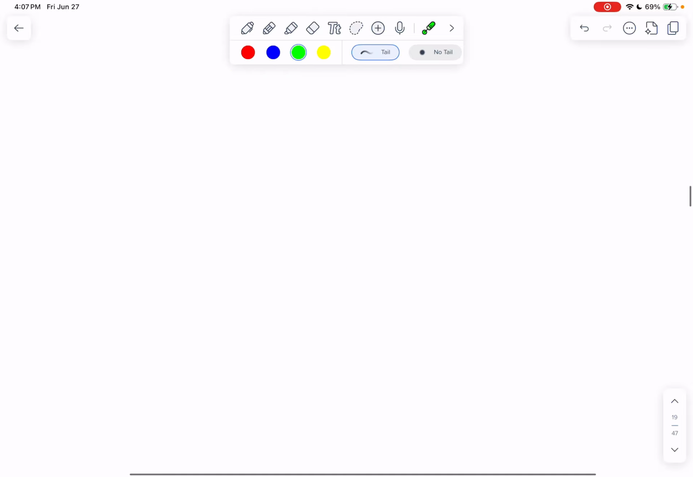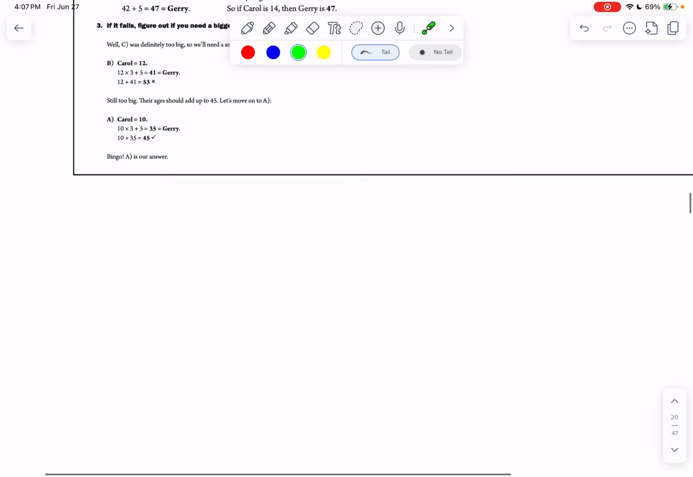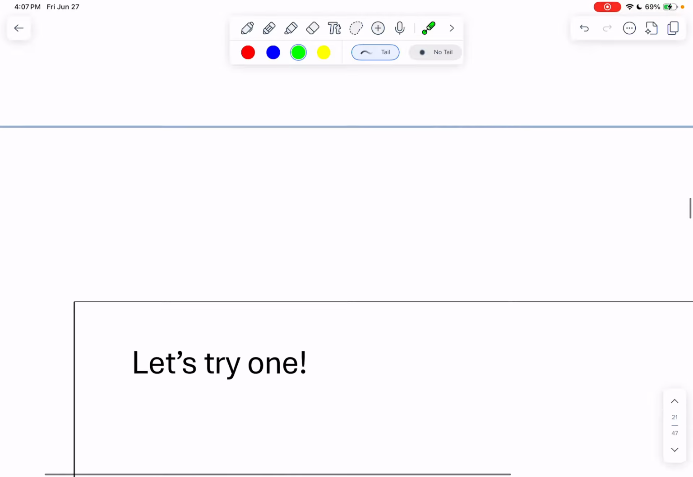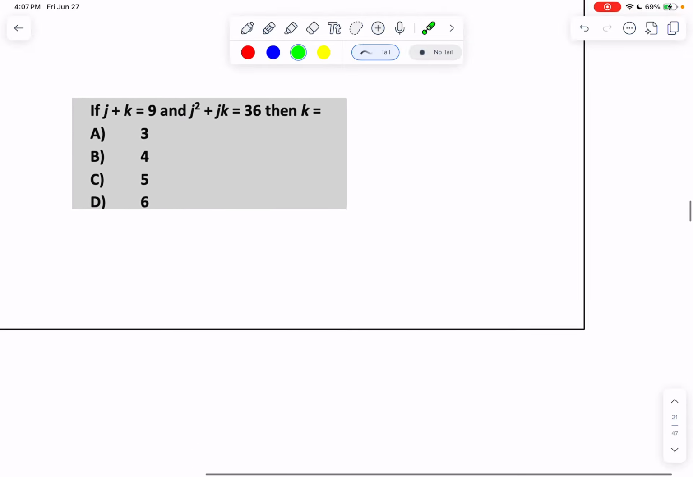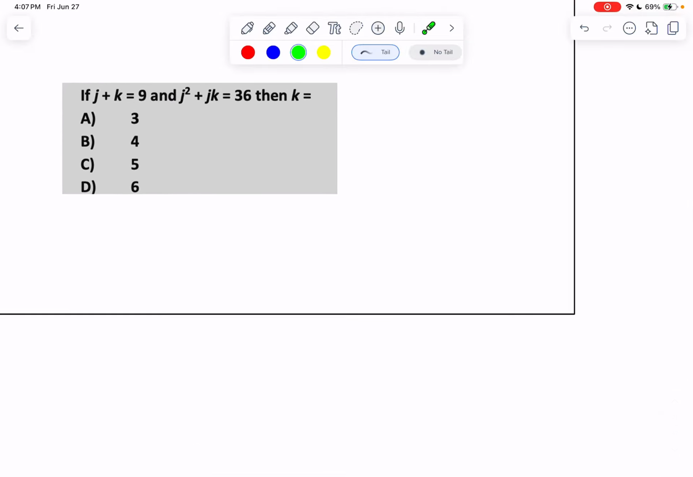Let's look at another one, a little more algebraic here. You'll see on the next page of your notes the technique, but here's another one to try. So we see J plus K is 9, and J squared plus JK equals 36. Then what does K equal? Well, K could either be 3 or 4 or 5 or 6. So if we're going to try it out, let's start in the middle. Let's start with C this time. Let's say K is 5.